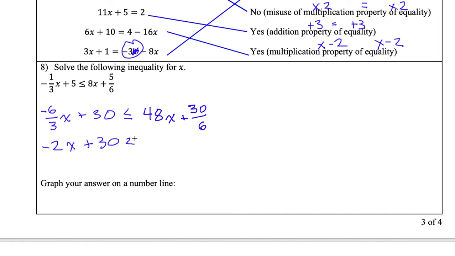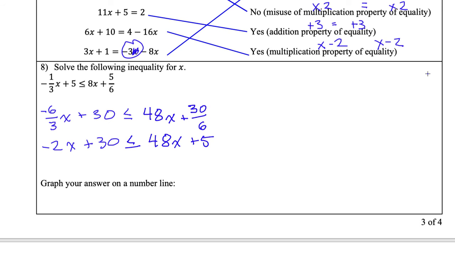This is a safe environment. Mistakes are a good thing. She just learned. 48x. And what about 30 divided by 6? 5. Look, we've gotten rid of the fractions. Woo! All right, now we actually have to do like our normal math.